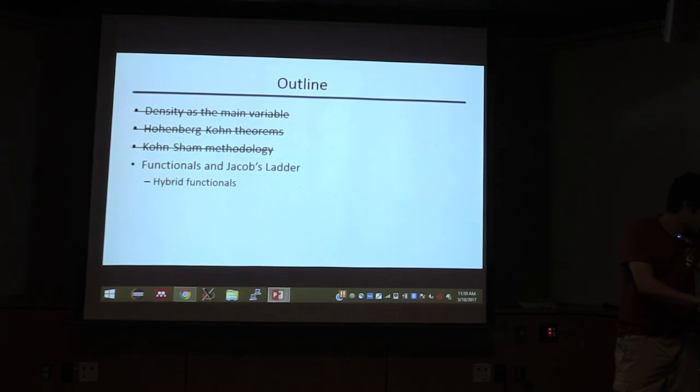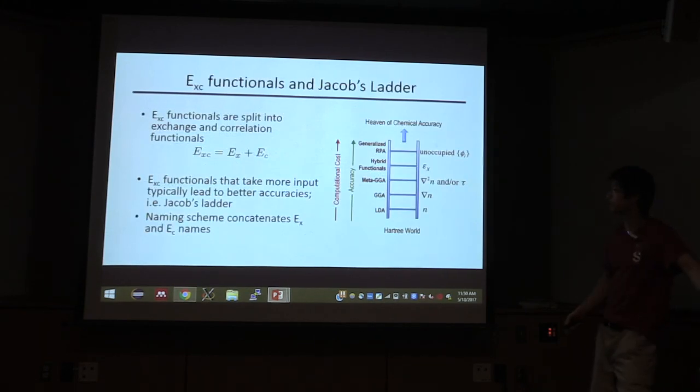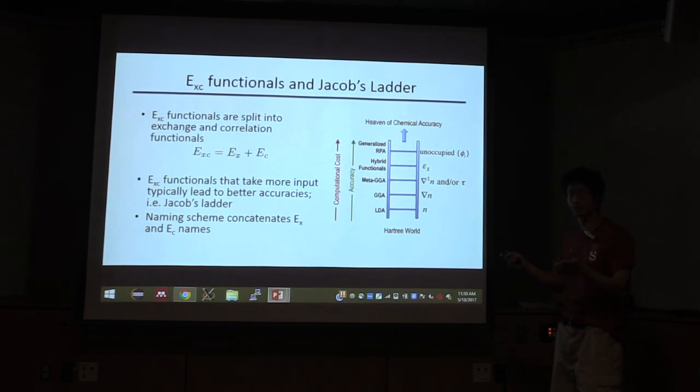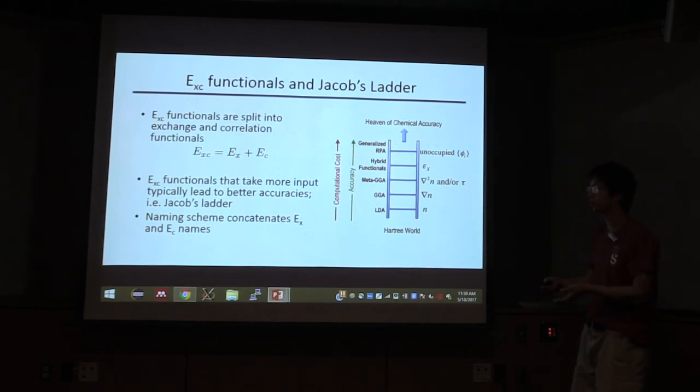Okay, so now we're going to talk about functionals, different ways of making them, and their hierarchy within DFT. E_XC is the only part we don't know in Kohn-Sham density functional theory, so we want to find approximations to it. In the literature, they split it up, arbitrarily I might add, into two distinct components: the exchange functional and the correlation functional.